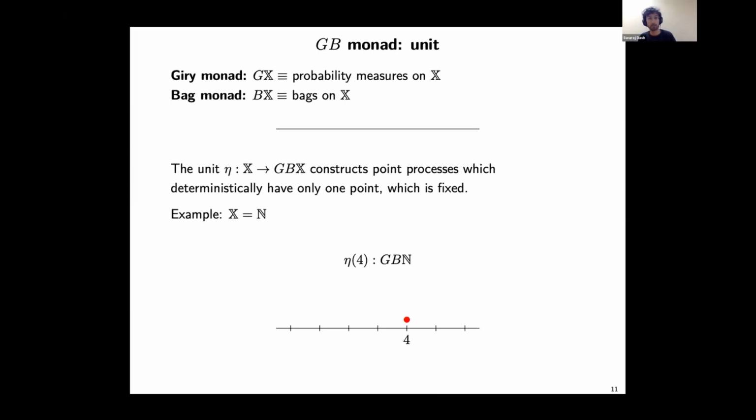So the unit for the GB monad, which you get just by composing the units for G and B, is the following. Given some point x in capital X, eta of that point is just the point process which deterministically always returns that one point at that fixed location. So if we have the natural numbers, then eta of 4 is this point process where all the draws will be one copy of the point at 4 and nothing more.